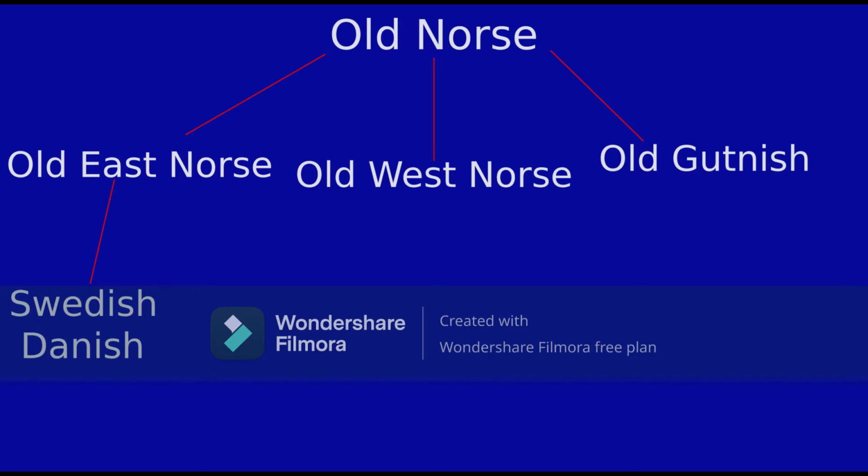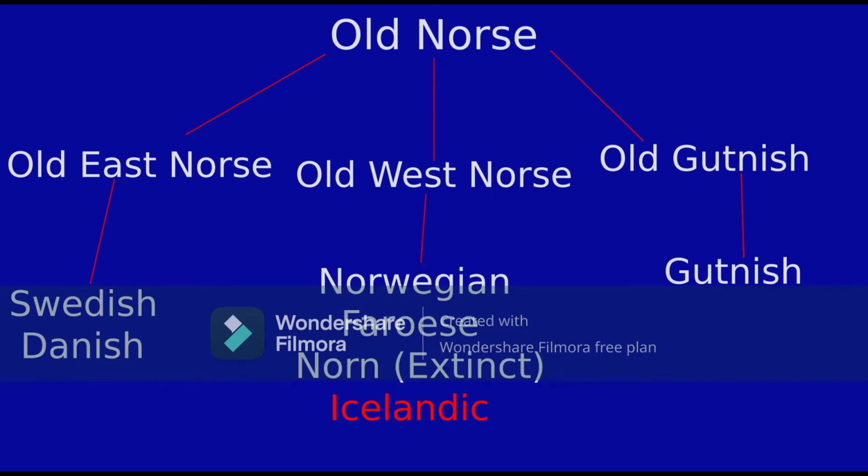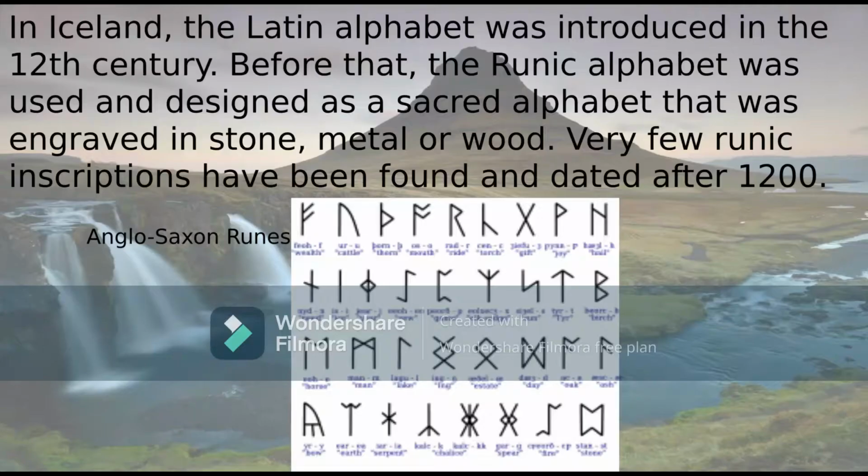Old East Norse evolved into Swedish and Danish. Old Gutnish evolved into Gutnish today. And Old West Norse evolved into Norwegian, Faroese, Norn, an extinct language, and today's subject, Icelandic. The Latin alphabet was introduced in the 12th century. Prior to that, the runic alphabet was used and designed as a sacred alphabet that was engraved into stone, metal, or wood. Very few runic inscriptions have been found and dated after 1200.